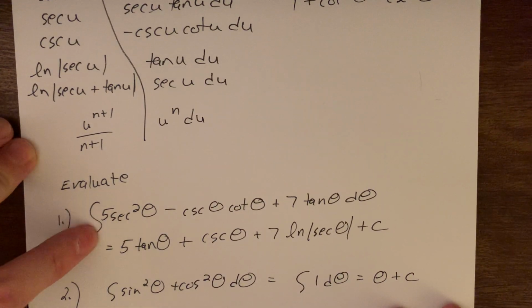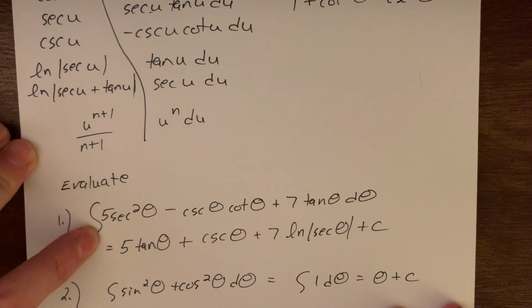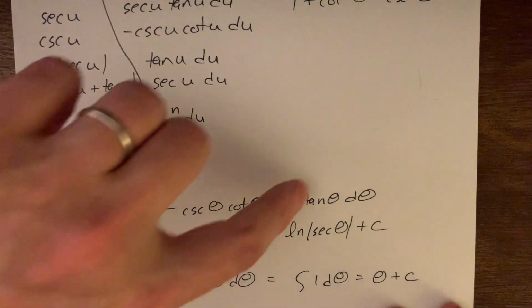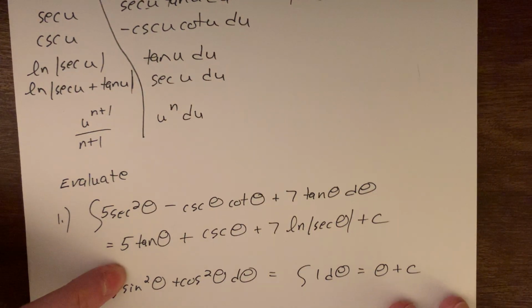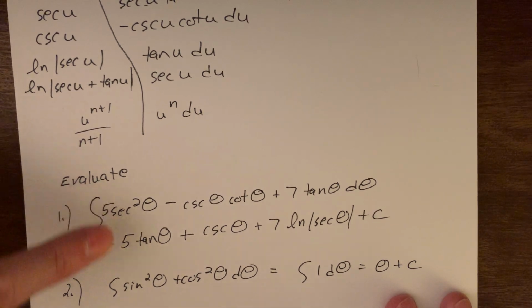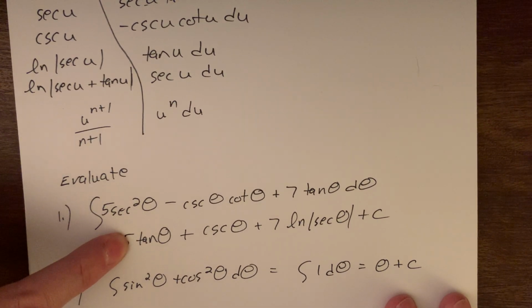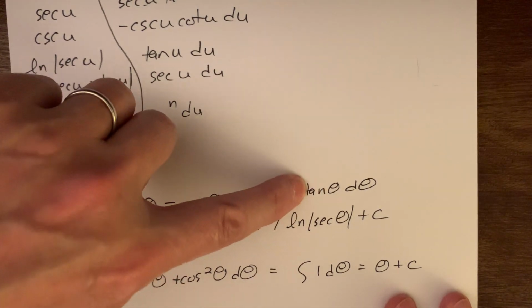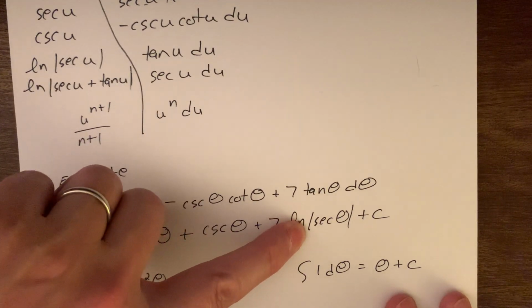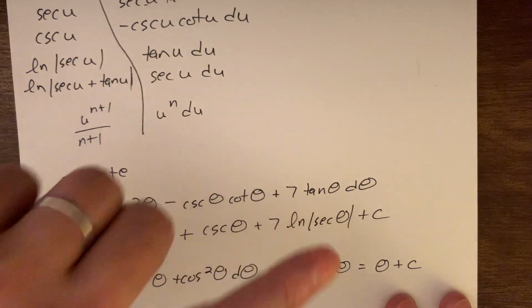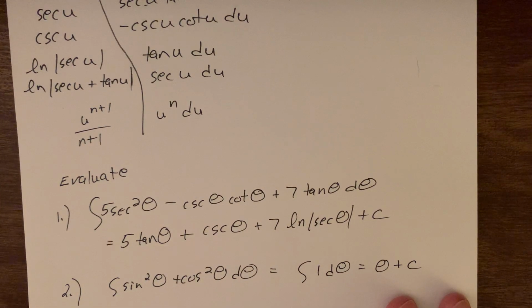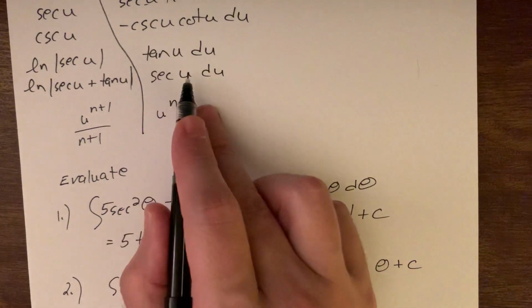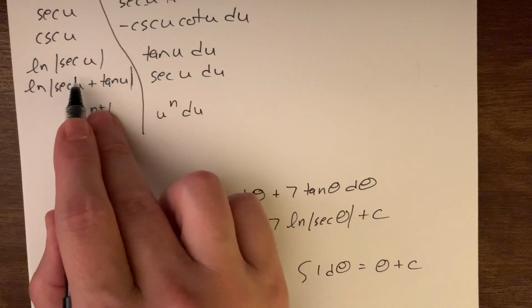Derivatives versus anti. I cannot tell you how many people just run around the same circle here and here. They see secant squared, they say the antiderivative is tangent, and that part is correct. But then they get here and they see tangent, and they give the anti as secant squared. No, no, no. The derivative of tangent is secant squared. The antiderivative of tangent is log of secant.